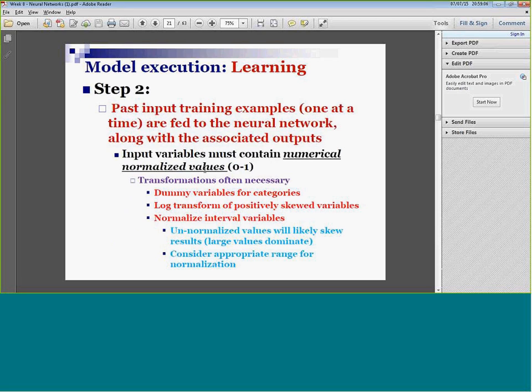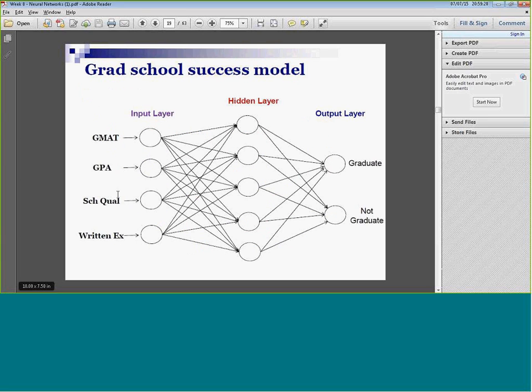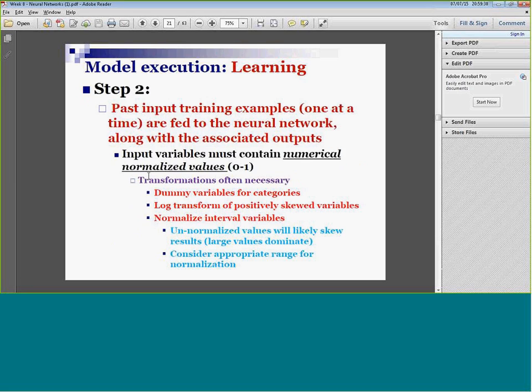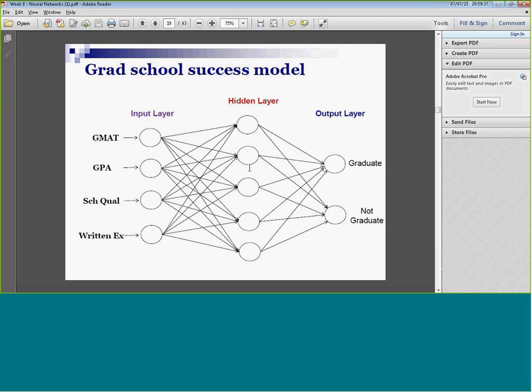Okay. Step 2: we're going to take the past data cases and feed them in one at a time to the neural network, along with the answer. However, there's something we almost always have to do, and that is the inputs, those predictor variables. Remember, there were 4 things. They have to be normalized into numerical values between 0 and 1. So how do we do that?